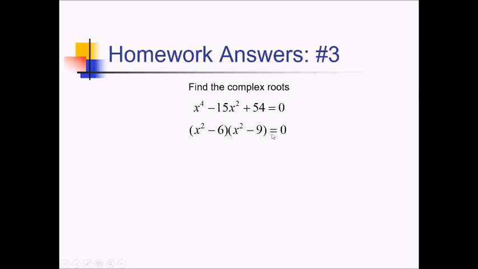Setting each of these equal to 0 and solving, if x squared minus 6 equals 0, that means x squared could equal 6. And square rooting both sides of that equation gives us x equals plus or minus radical 6. If x squared minus 9 equals 0, that means x squared has a value of 9 as well.